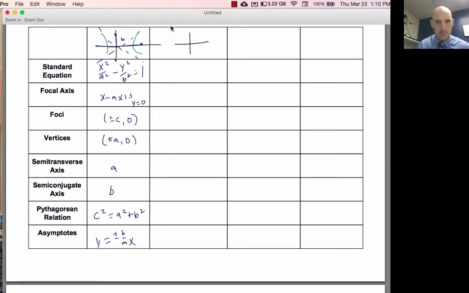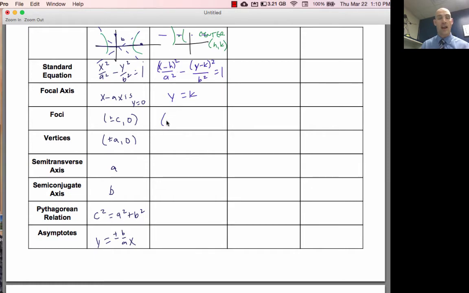When I move this around, say I put the center up here at h comma k. My standard equation looks exactly the same with the modifications for the center. h goes with x, k goes with y. So my focal axis, instead of being y equals 0, it's y equals k, because my focal axis just gets moved up from y equals 0 to y equals k.